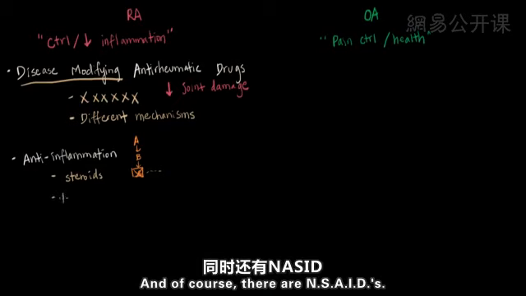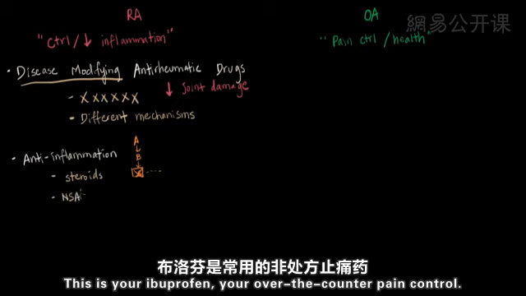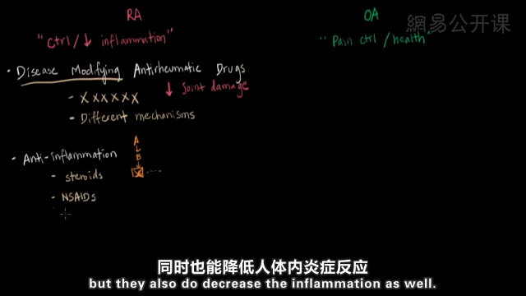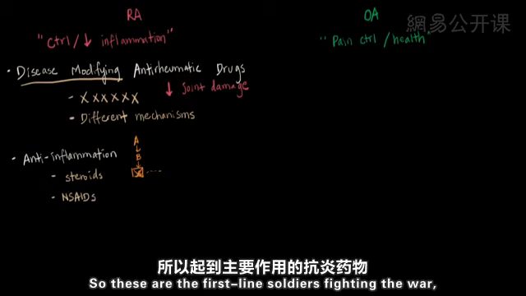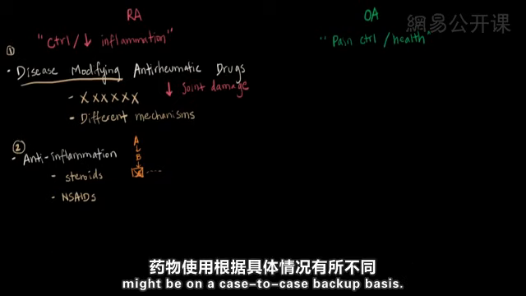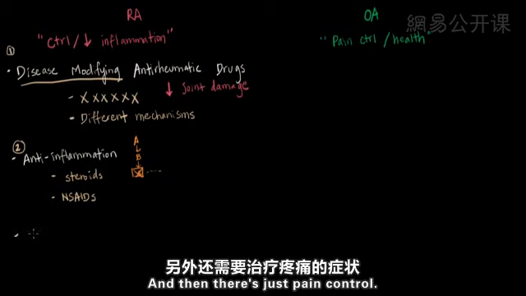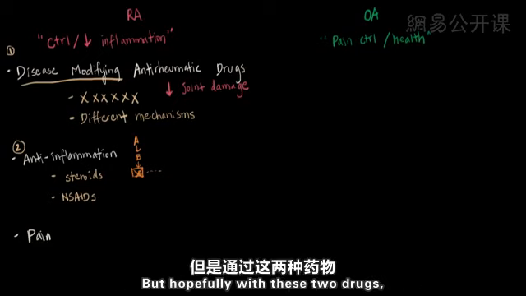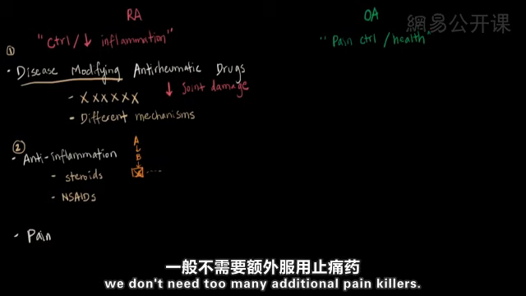And of course, there are NSAIDs. This is your ibuprofen, your over-the-counter pain control. So they are effective in controlling the pain, but they also do decrease the inflammation as well. So these are the first-line soldiers fighting the war. The steroids and NSAIDs might be on a case-to-case backup basis. And then there's just pain control. All the different traditional ways of controlling pain can be applied here as well. But hopefully with these two drugs, we don't need too many additional painkillers.